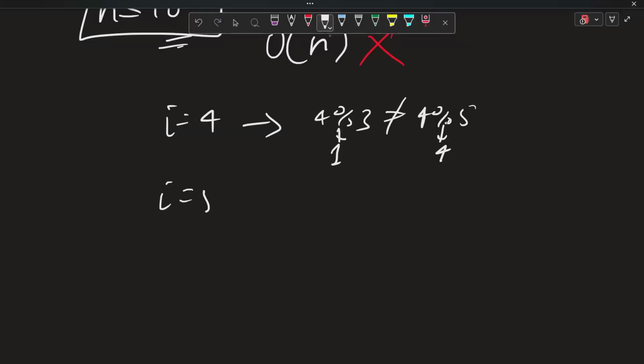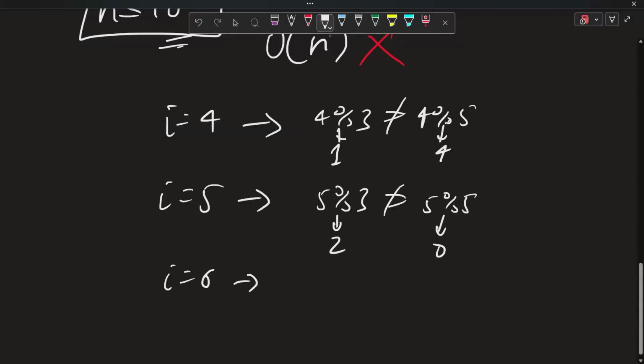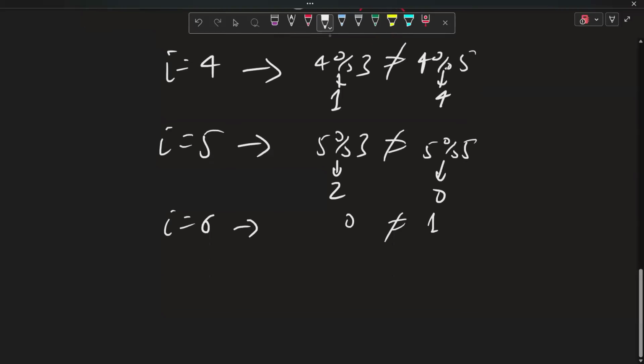Now, if you check for i equal to 5, 5 mod 3 would give you 2, but 5 mod 5 would give you 0. So again, they are unequal. If you check for i equal to 6, 6 mod 3 would give you 0, mod 5 would give you 1. So they would be unequal. So you can see here, 6, 7, 8, they would keep on being unequal.